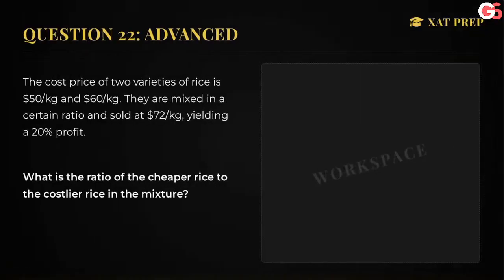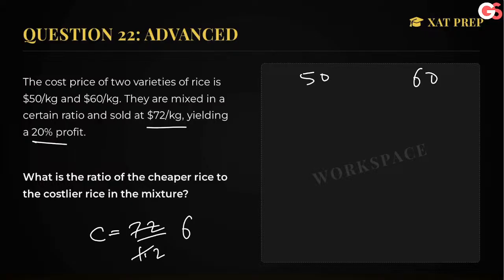Price is what you pay, value is what you get. Warren Buffett. Cost price of two varieties of rice is 50 and 60. They are mixed in a certain ratio and sold at 72. Selling price is 72. Profit is 20%. So cost price will be 72 upon 1.2. That comes out to be 60. What is the ratio of cheaper price to the costlier price in the market? ये भी inconsistent है, बीच में आना चाहिए, नहीं आ रहा है. So it's like 0:2, है ना? Impossible.